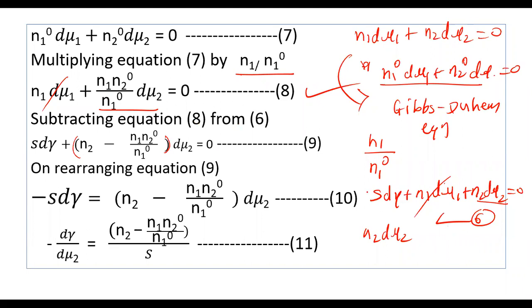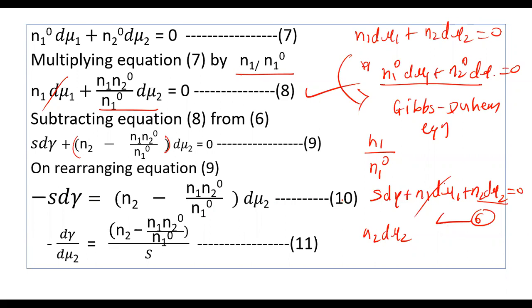This is our equation 9. By taking d mu2 as common, we get S into d gamma. Now let us rearrange this equation 9. Taking this, minus S into d gamma is equal to N2 minus N1 into N20 divided by N10, into d mu2. This is our equation 10.